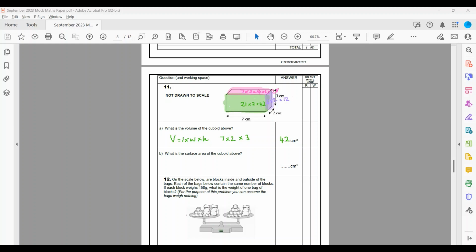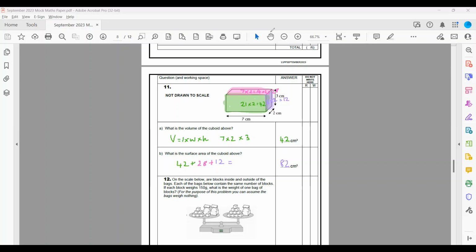So I'm now adding 42 for my front and back faces, to 28 for my top and bottom faces, to finally 12 for my left and right faces. When I add those together, they come to 82 centimeters squared.